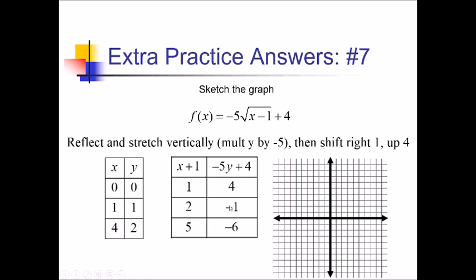Putting those on a graph, we have 1, 4, which is right here. 2, -1 rather, is down here. And 5, -6 is going to be right here. We're starting at 1, 4 because that was originally the start point of 0, 0. So starting right here, drawing in one direction through those points, gives us our transformed function.